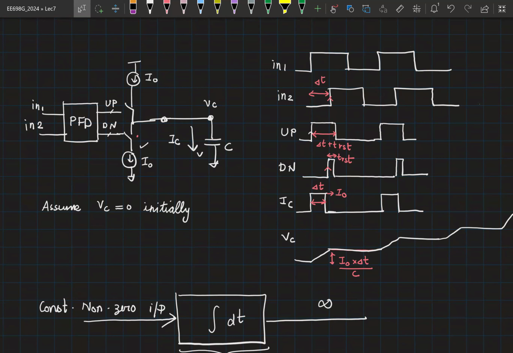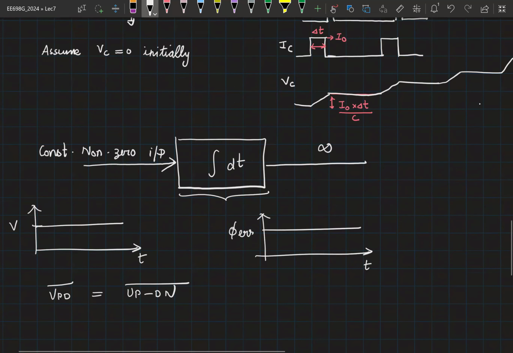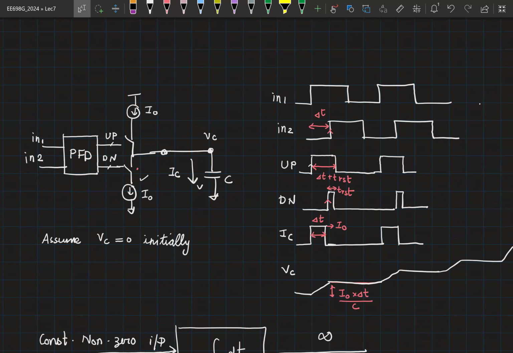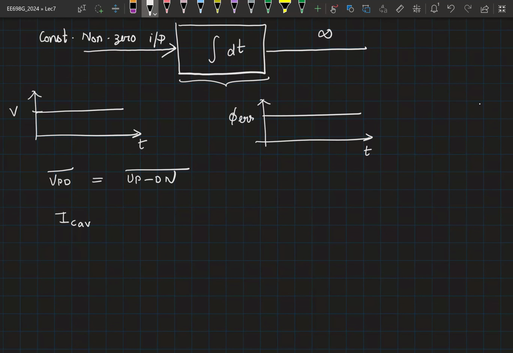The current flowing into the capacitor, right? So when we were initially looking at VPD average, we were looking at up minus down average. So where is this up minus down operation happening? Correct. IC is up minus down. So now I can look at IC average. What would be IC average? You have sketched the waveforms for IC. Can you tell me? I naught delta T divided by T naught. Again, I replace delta T by T naught with phi error by 2 pi. So this becomes I naught into phi error by 2 pi.